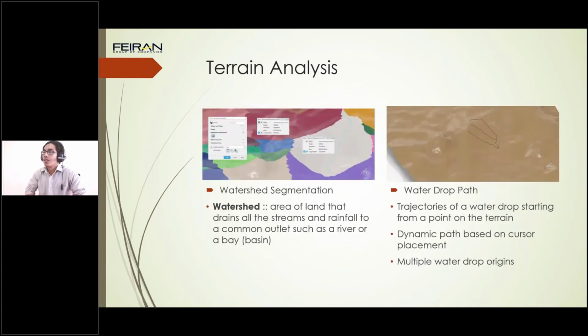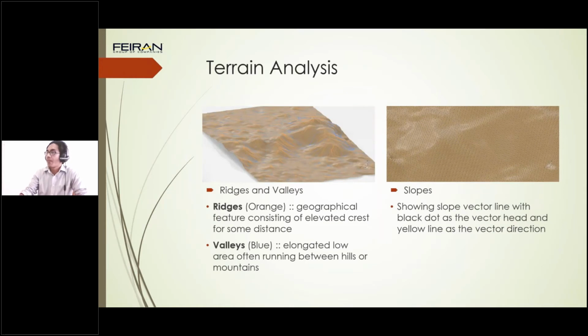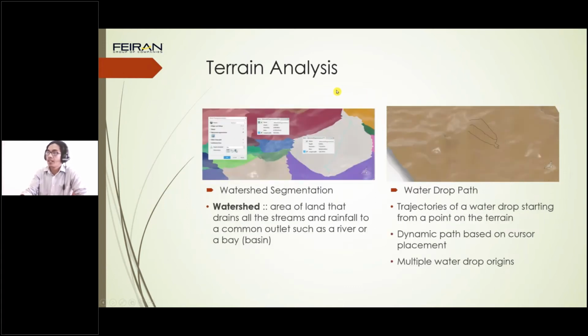Okay, so the next analysis that we can perform over our terrain is identifying watershed segmentation. Watershed, what we know as tadahan air hujan. Okay, watershed segmentation. So as previously shown, we have this terrain. We have identified the ridges and the valleys, and also we have identified the slopes. So what this analysis is doing is combining these two pieces of information, the ridges and valleys combined with the slope, so that it can identify the watershed area of the terrain.